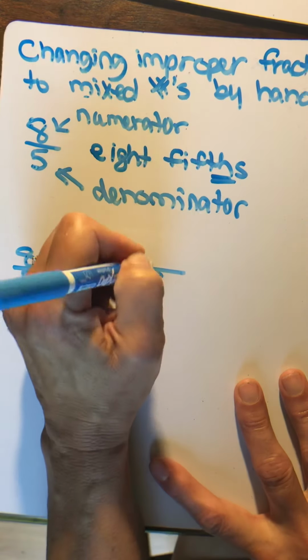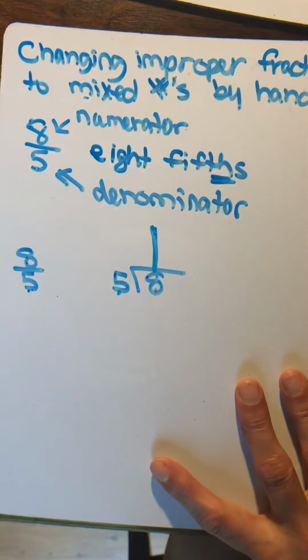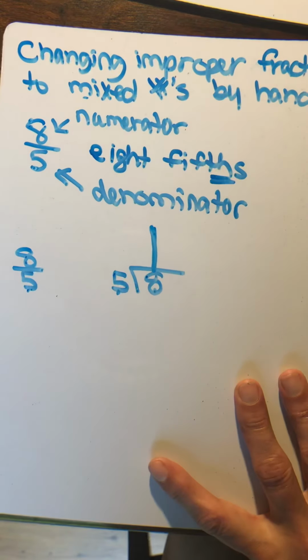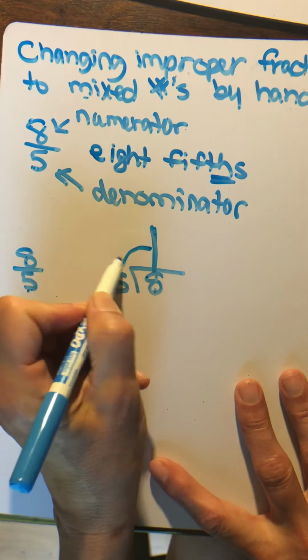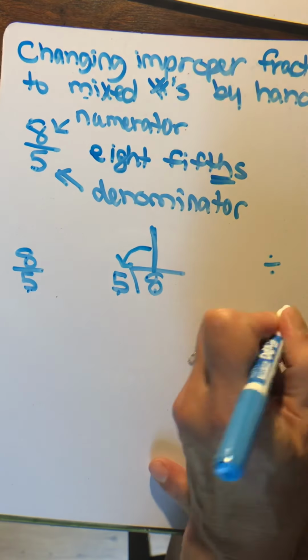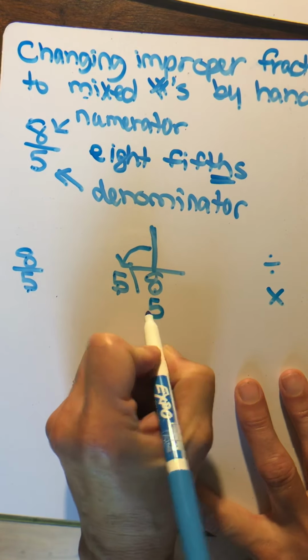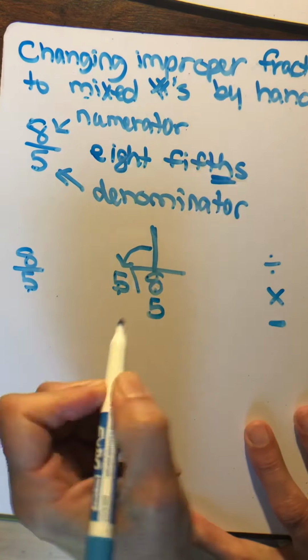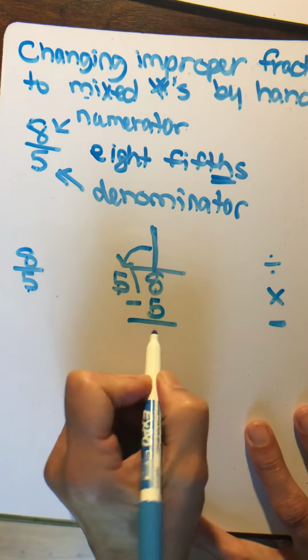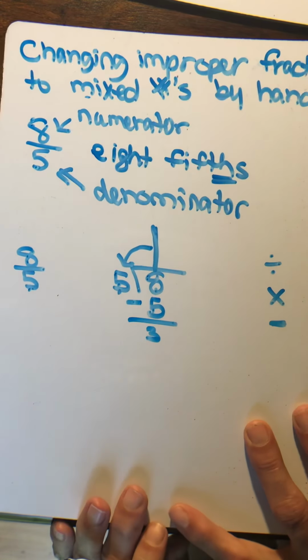5 goes into 8 how many times? 1. And you make it really tall. You got to be obnoxiously tall there. Then we multiply. So we divided, then we multiplied. 1 times 5 is 5. And then you want to subtract 8 minus 5, and your remainder is 3.